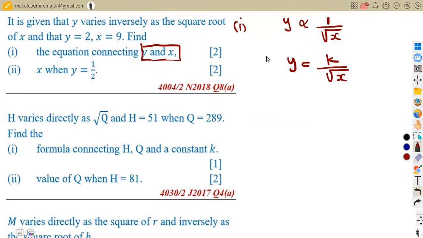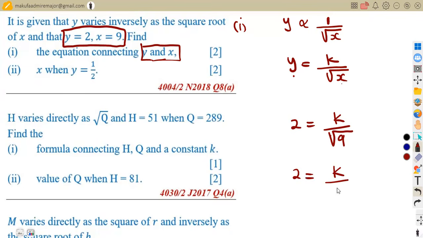We find the value of the constant given the condition here that y is equal to 2 when x is equal to 9. We are going to substitute y is 2 when x at that moment is 9. So it's going to be the square root of x, which is the square root of 9. So 2 is equal to k over the square root of 9, which is 3. Find k, you can cross multiply to find k. 1 times k, that is k is equal to 2 times 3, which is 6.